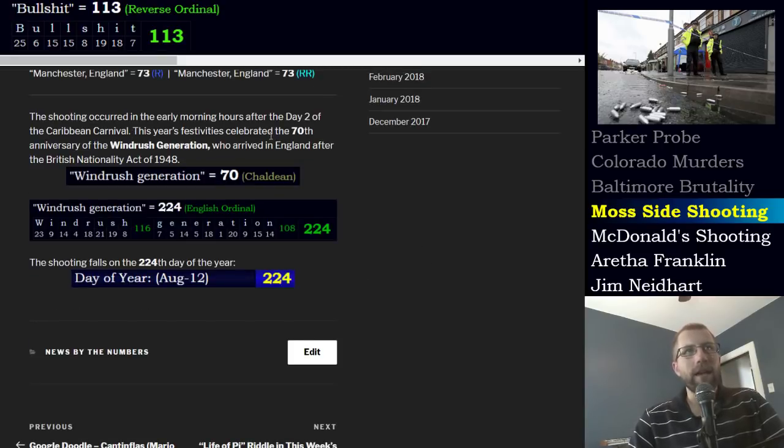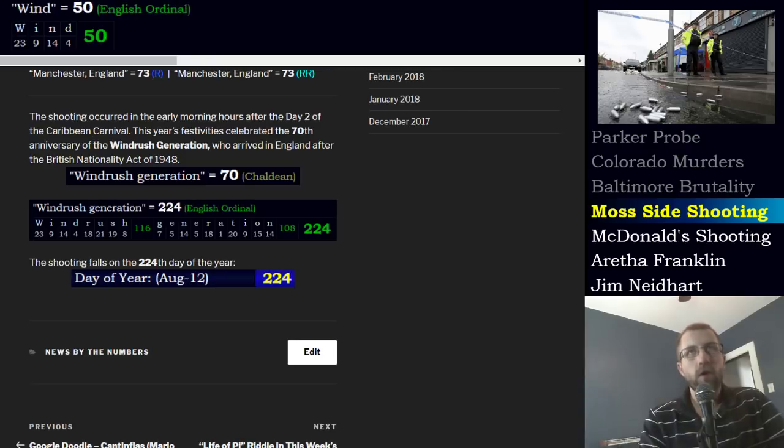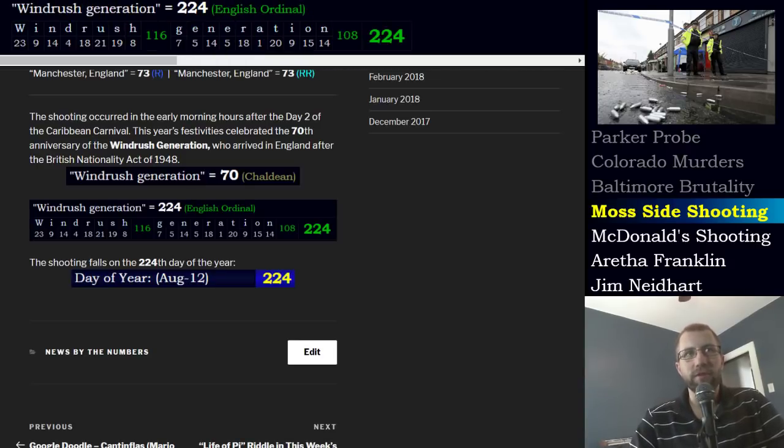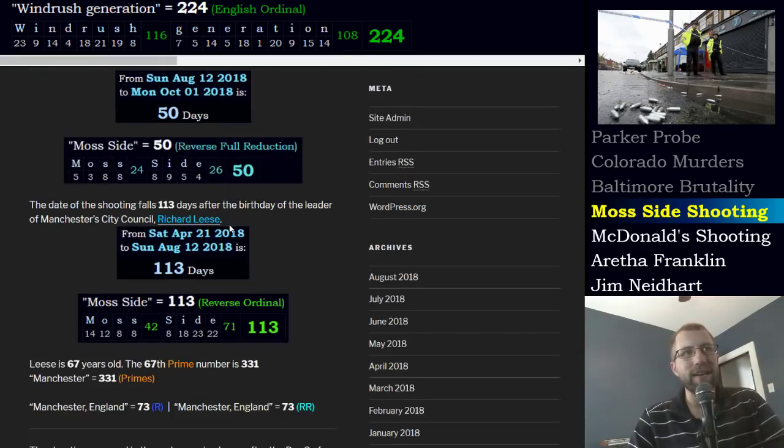This shooting happened during the Caribbean Carnival. And this year's festivities celebrated the 70th anniversary of the Windrush generation, who arrived in England after the British Nationality Act of 1948. Windrush generation has Chaldean gematria of 70. This was the 70th anniversary. But look at the alphabetic order. Windrush generation equals 224, and the shooting was, again, the 224th day of the year.